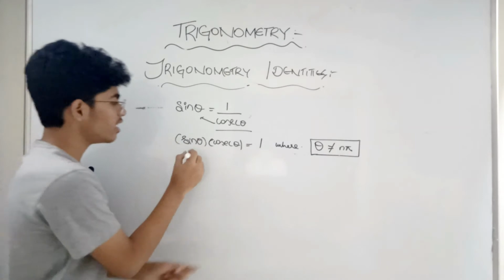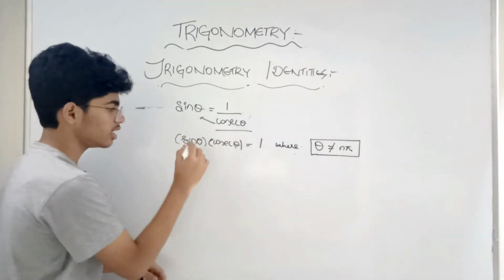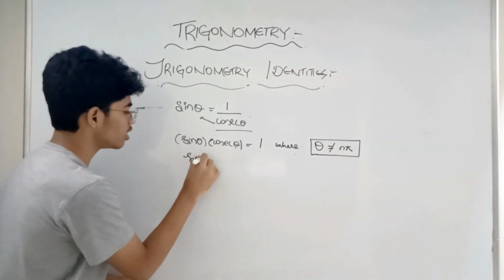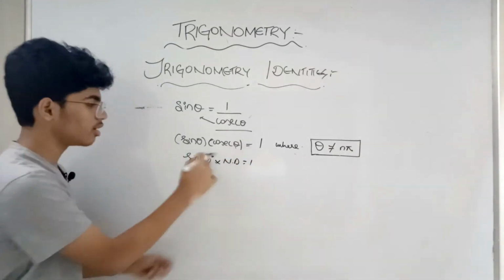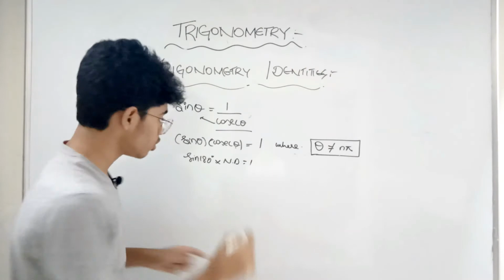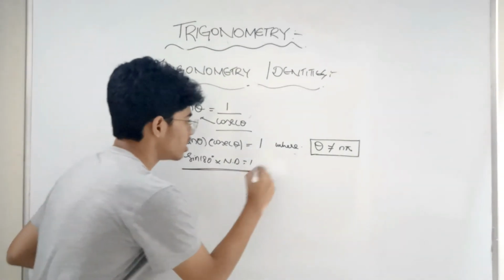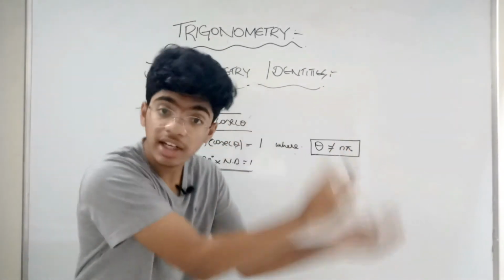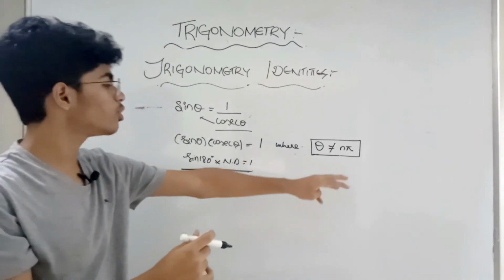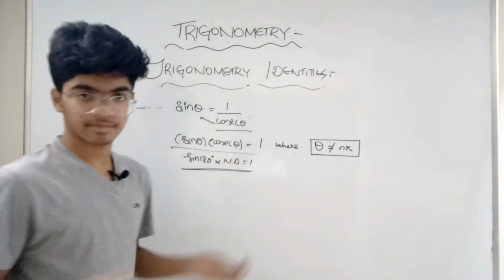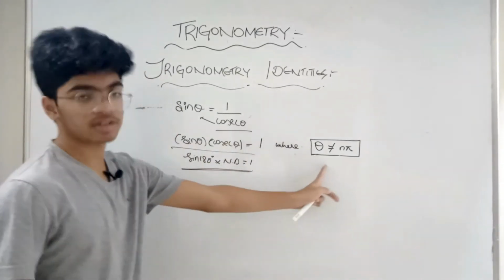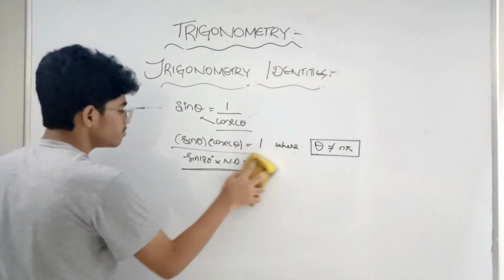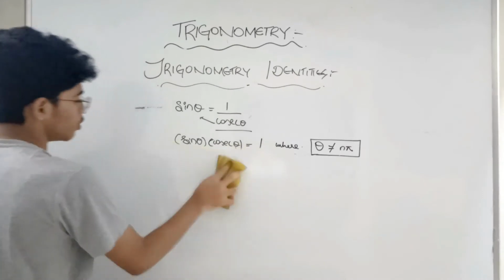So for example, sine 180 into cosecant 180, which is not defined. What will be the answer? 1? Then not defined would be 1 by sine 180. No, so we cannot multiply this. If theta is equal to n pi, then this rule is not valid. That's simple. If you want this rule to be valid, then theta must not be equal to n pi. Yes, so this is the first one.